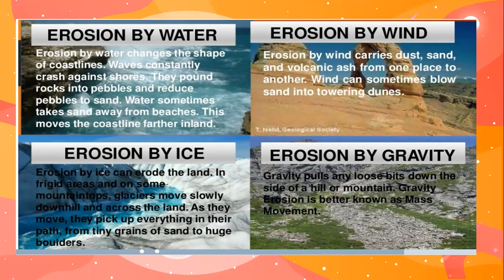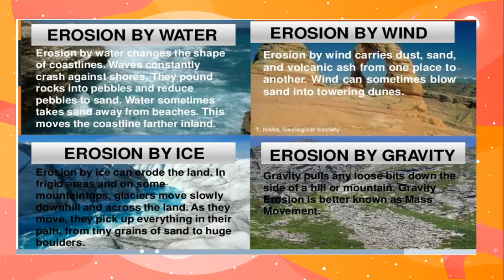Now, erosion by wind. Erosion by wind carries dust, sand, and volcanic ash. Wind can sometimes blow sand into towering dunes. Erosion by ice. Ice can erode the land in frigid areas and some mountaintops. Glaciers move slowly downhill and across the land. As they move, they pick up everything in their path, from tiny grains of sand to huge boulders.